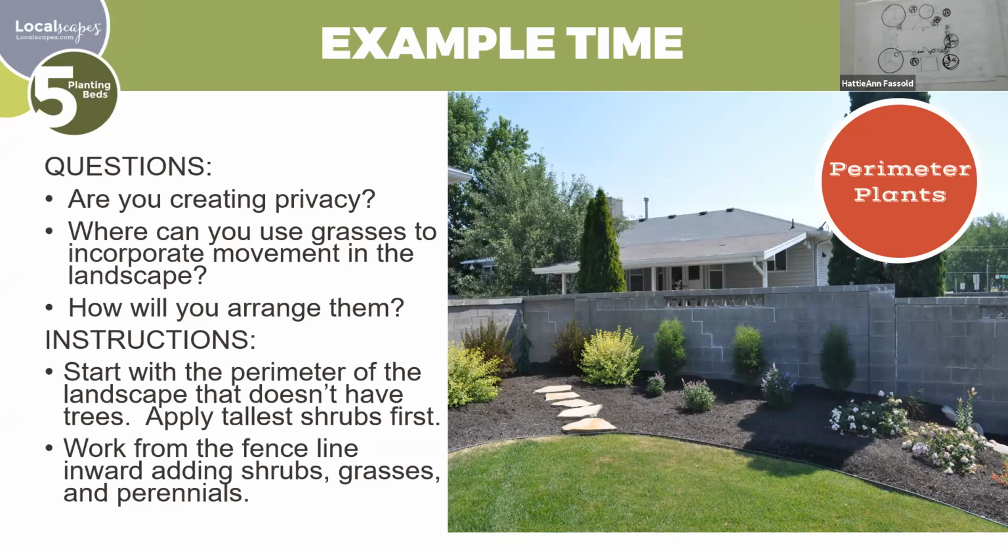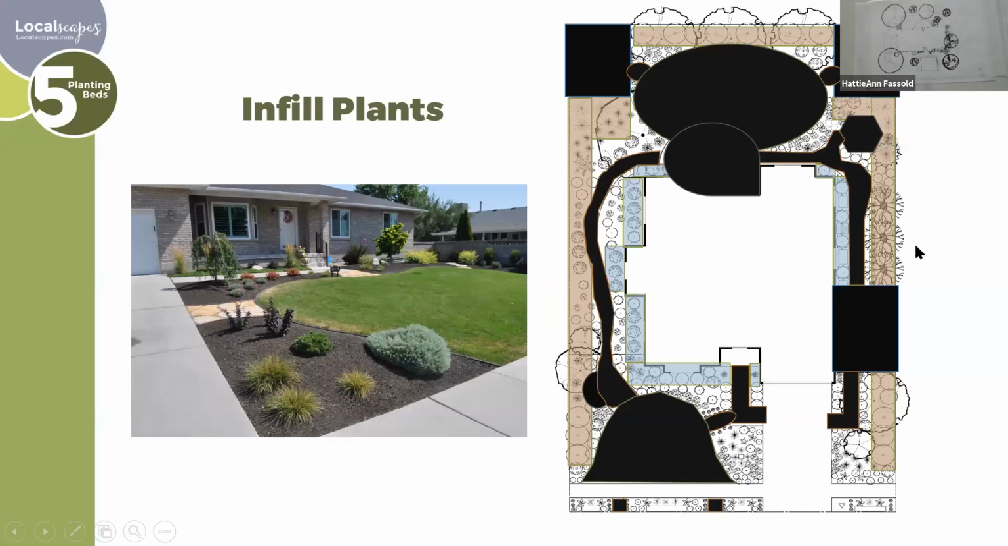So what are you using your perimeter plants for? Are you creating privacy? Do you want to use grasses to create a movement look? How are you going to arrange them? For instructions on what you're going to do on your own, and what I'm going to be doing, you start with the perimeter of your landscape that does not have trees. You want to apply the tallest shrubs first, then working from your fence line or property line, work inwards, adding shrubs, grasses, and perennials. So let's do that before we go here.